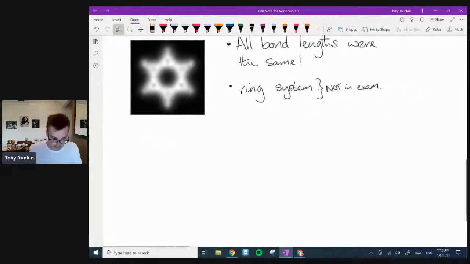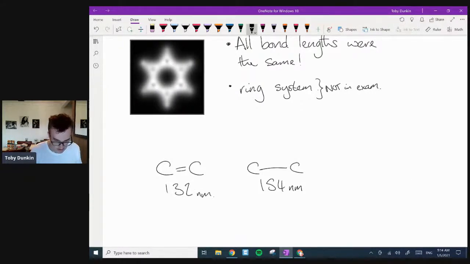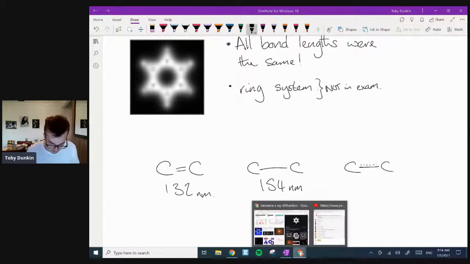Now, the reason for this is because a carbon-carbon double bond and a carbon-carbon single bond have different lengths. The carbon-carbon single bond is 154 nanometers. The carbon-carbon double bond is 132 nanometers. I need to check my numbers, I'm sorry. But benzene was weird. It was an in-between.